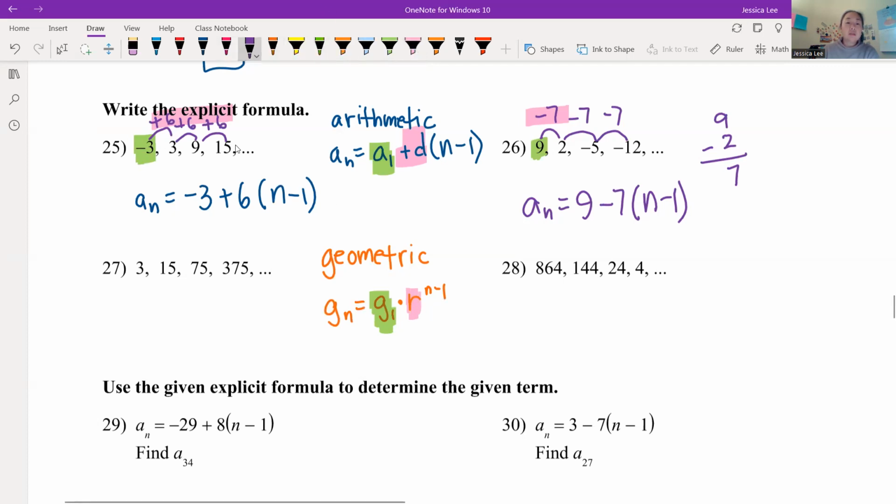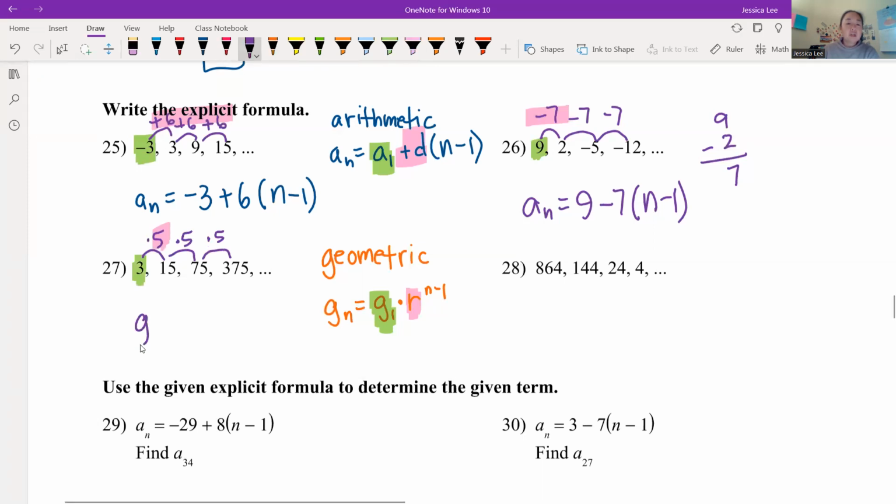All right, so let's find our first term, I guess. So we know it's 3. And then how much am I multiplying by? 3 times what will give me 15? It has to be times 5, right? 15 times 5 is 75. 75 times 5 is 375. So I know that my common ratio is going to be 5.